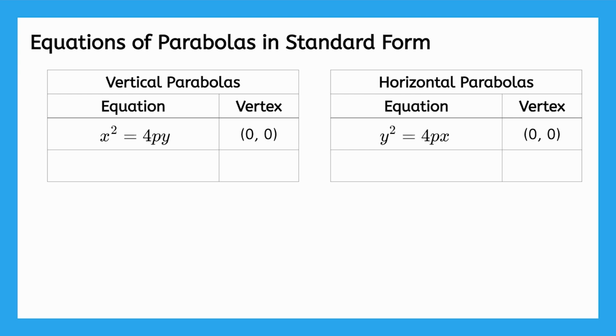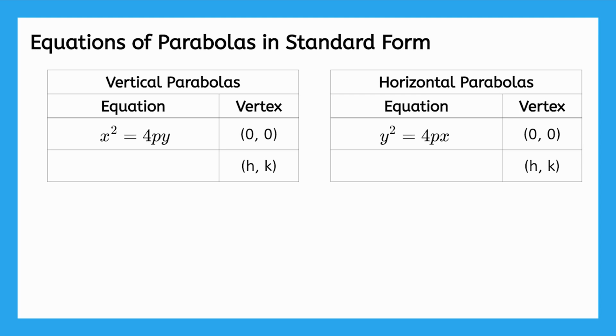But what if we move these parabolas to different locations on the coordinate plane? How would their equations change? Think about the circle equations you learned in the last lesson. What would the equations of translated parabolas look like if we used h and k to describe their vertices?